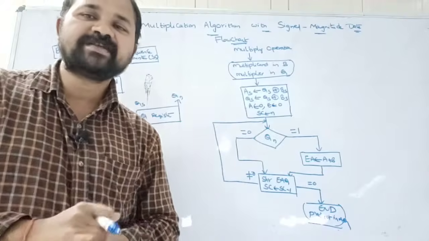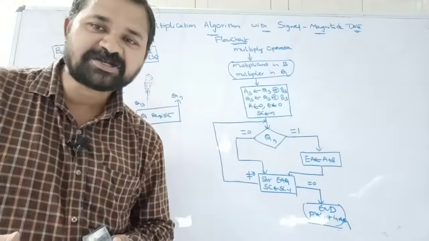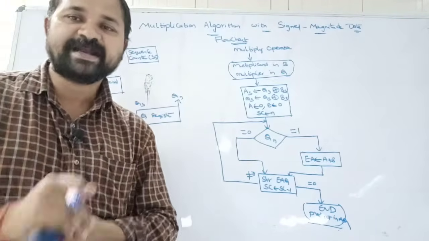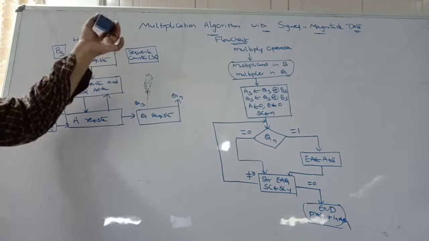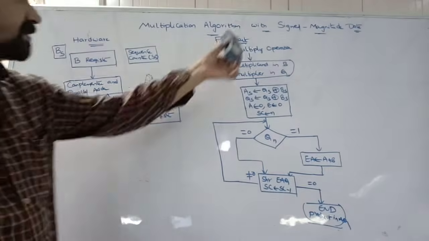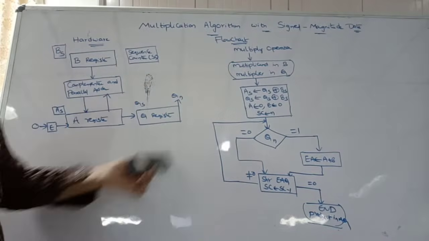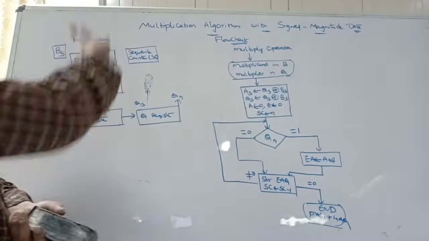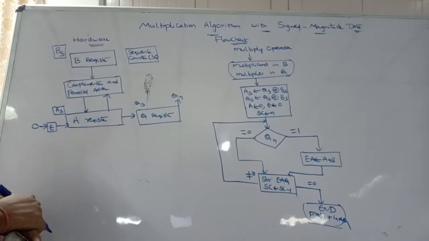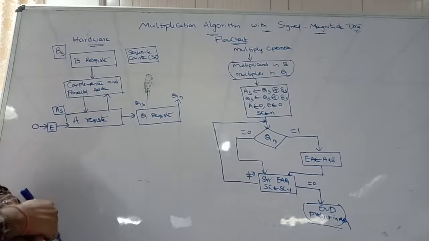In the next video, we will see how to perform multiplication operation on 2's complement data with the help of Booth's algorithm. This one is hardware algorithm, whereas this flowchart represents hardware implementation. So first let's see the hardware algorithm. There are three registers.